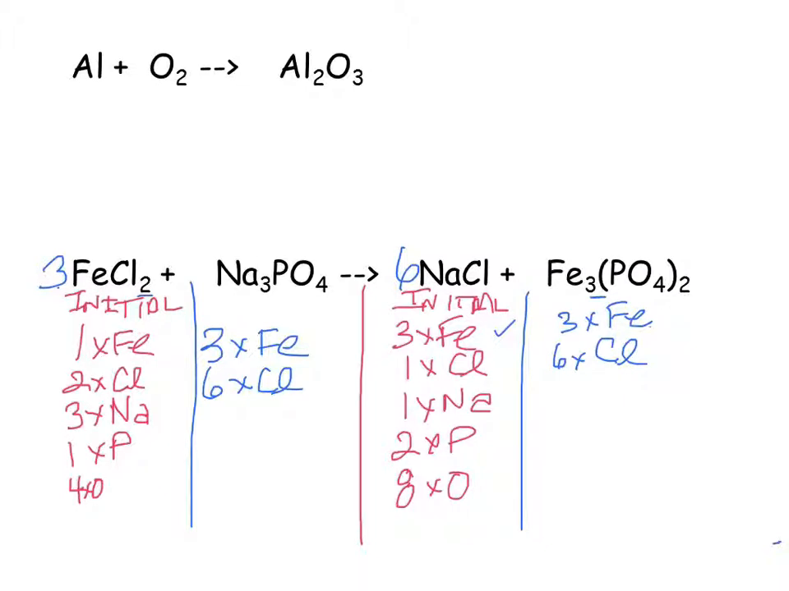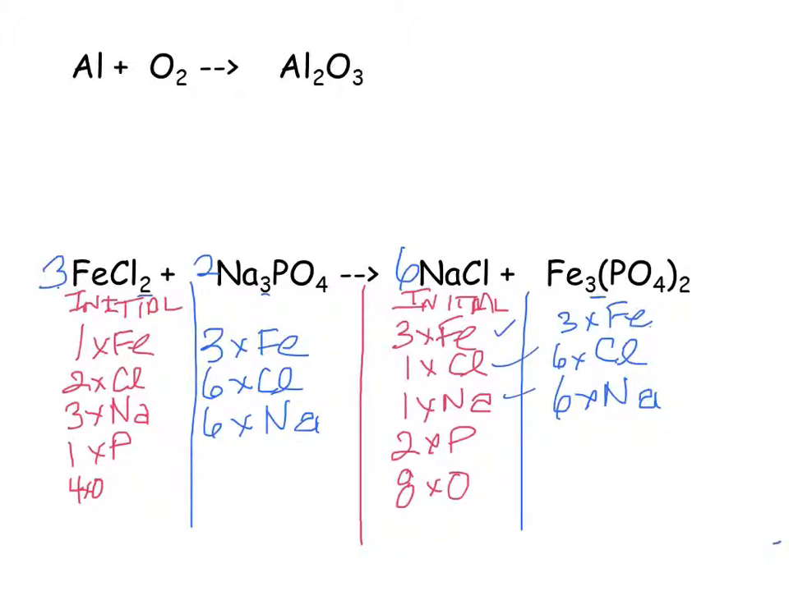Chlorine. Okay? Now, but I have 6 sodiums here. Well, that's not good because I only have 3 sodiums over here. So in order for that to happen, since this is 3, I need to multiply this by 2. So let's do that. So now I have 6 times sodium, so that's checking, and that's checking now.